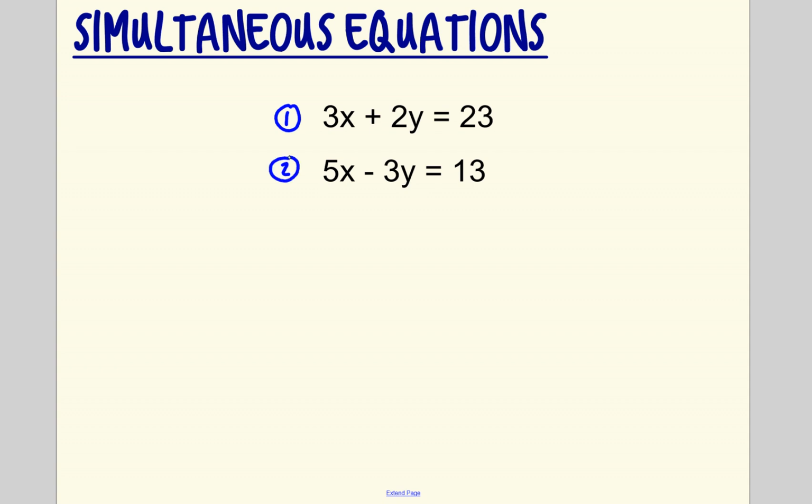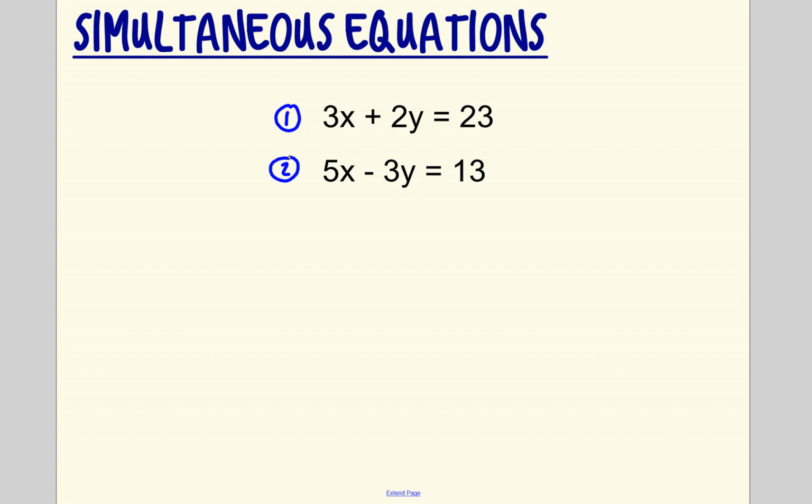And what I want to do here is match up one of the variables, either the x's or the y's. There's not necessarily an obvious way to go with this question. However, I'm going to match the y's. One reason might be because the coefficients are smaller, 2 and 3, rather than 3 and 5 for the x's. But also, when I match them, I'm going to then eliminate them. And the benefit of matching the y's here is that I'll get rid of that minus that's currently in front of the 3y. Now, to do that, I'm going to need to change both of these equations.